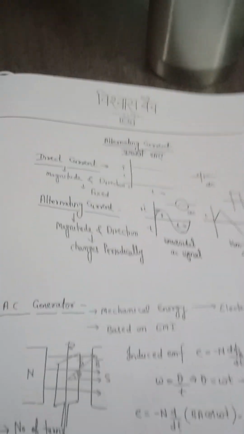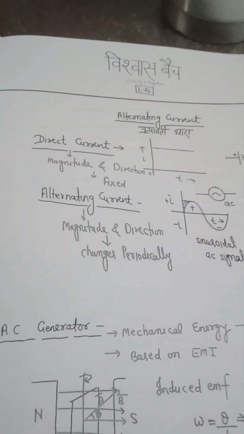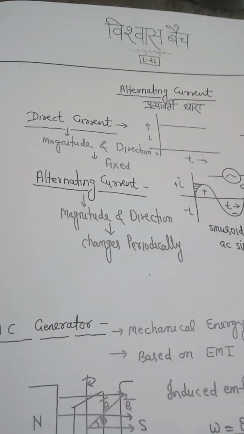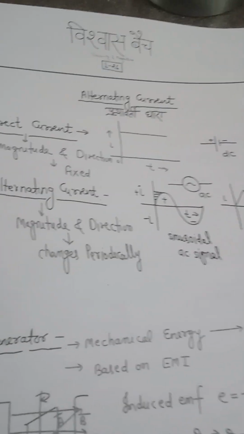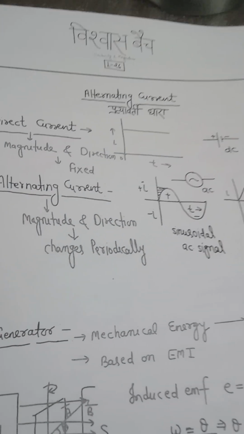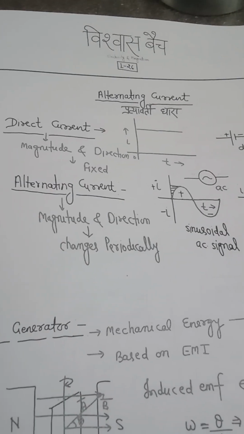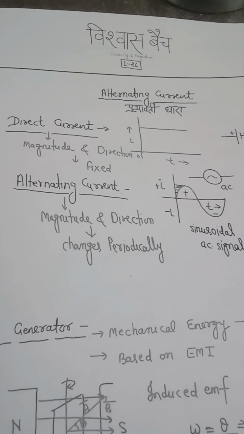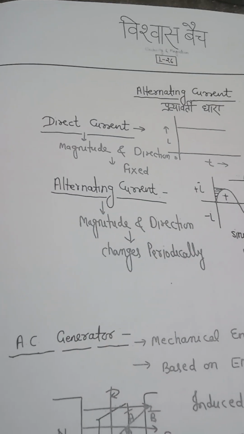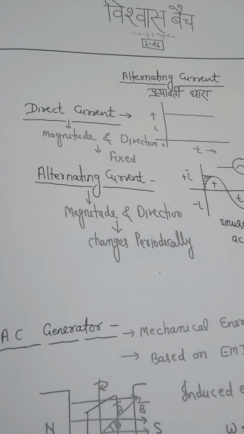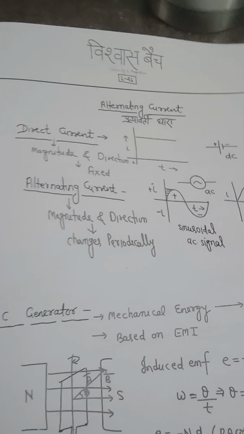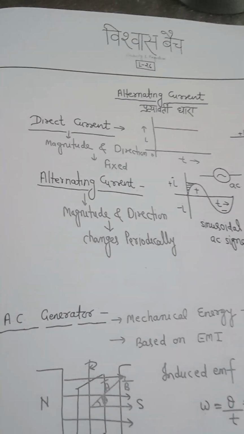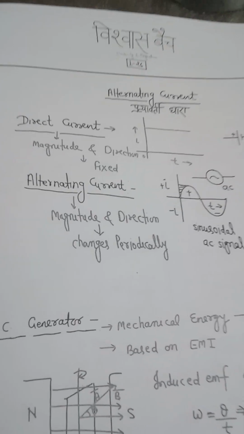Yes, now we will study alternating current. First of all, I will tell you about direct current. Here you can see the figure of I versus t. Direct current has fixed magnitude and direction, and alternating current I will discuss in the next video.